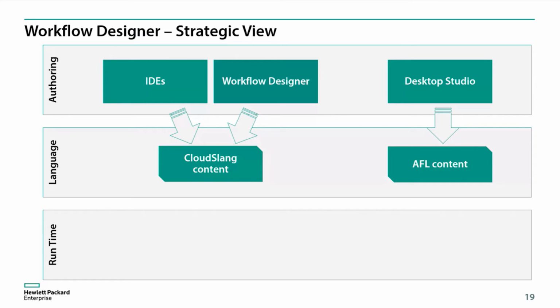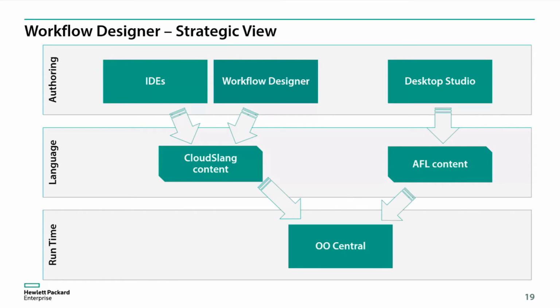Now, all this content that we are talking about can eventually be run in OO Central. For instance, the AFL content or the CloudSlang content as well can be run in OO Central. I mentioned at the very beginning, OO Central 10.70 supports CloudSlang 1.0. Of course, CloudSlang content can also be run from the CloudSlang CLI, which you can download from GitHub and use. Simply take it and trigger your CloudSlang content or the CloudSlang content that is available in GitHub.